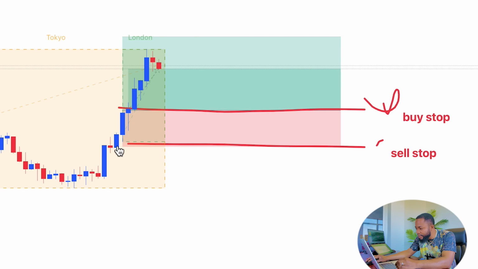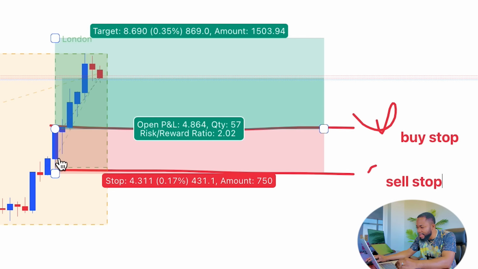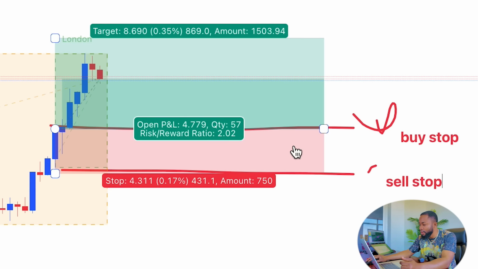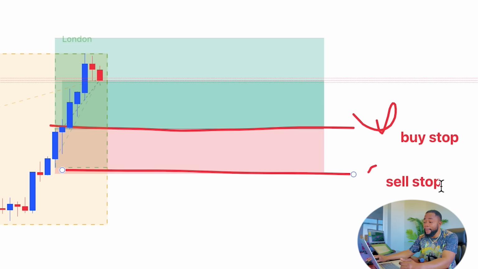Good. So this line represents our sell stop, which is just below this 50-minute candle after the London session opens. And this candle right here is our buy stop. As soon as one is triggered, you delete the other one. So if you can see up here, what was triggered? Our buy stop was triggered.